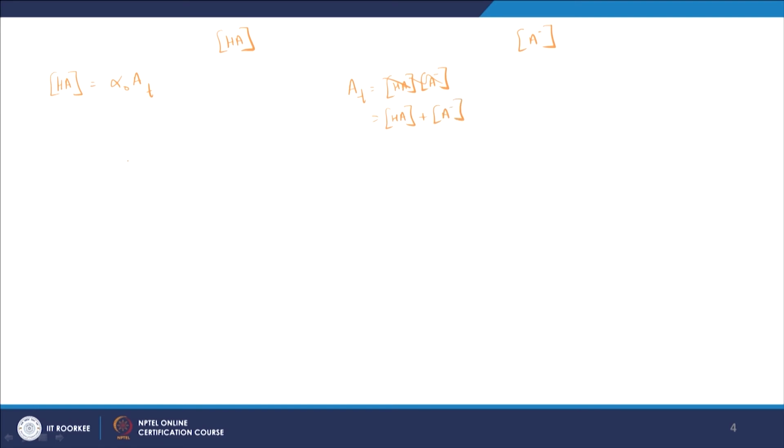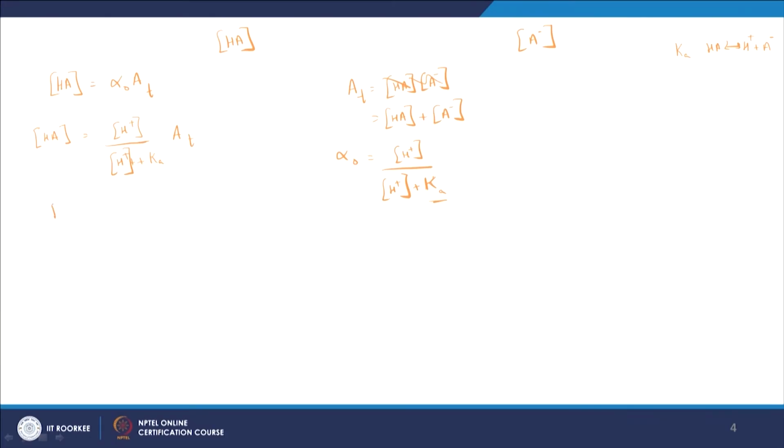So here, what do I know alpha naught is equal to? We know that alpha naught is equal to the concentration of H plus divided by H plus plus K. And what is K or Ka? Ka is the acid dissociation constant for the reaction HA dissociating into H plus and A minus. So that is what we have here. So let us plug this in here. So HA is equal to alpha naught, which is H plus divided by H plus plus Ka, times A total.